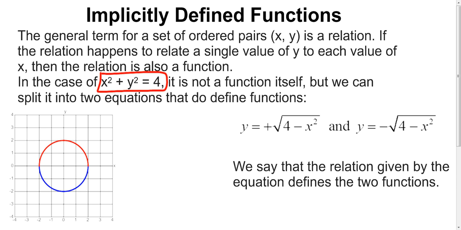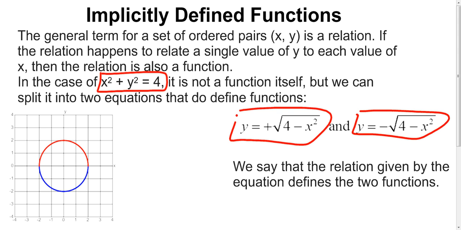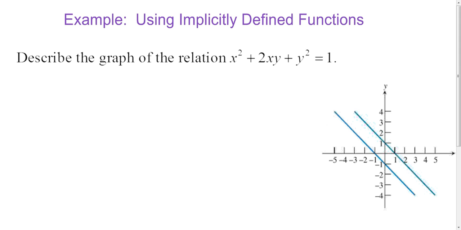If we solve it for y, we would get these 2 equations right here. The left-hand equation is the top half of the circle, and if I have just that top half, it's a function. The right-hand one is the bottom half, and if I look at just the bottom separately, it's also a function. Put together, it's not a function, but if I define them as 2 separate functions, I still get a circle. Which is kind of what we're going to look at here also.